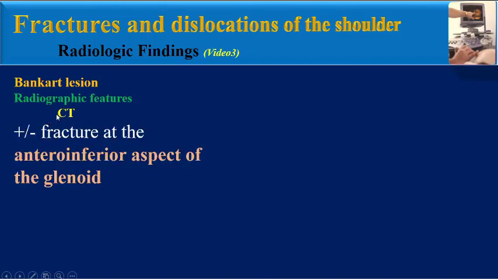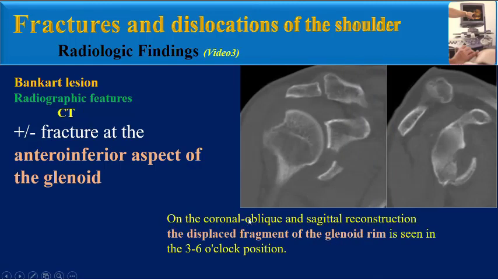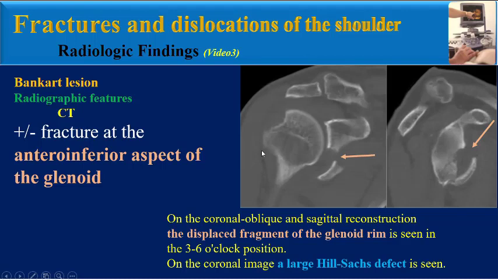Another one, like plain radiograph, it may be or not a fracture at the anteroinferior aspect of the glenoid. In these coronal, oblique, and sagittal CT images, we can see the displaced fragment of the glenoid rim in the 3 to 6 o'clock position. On the coronal image also, we can see a large Hill-Sachs defect.